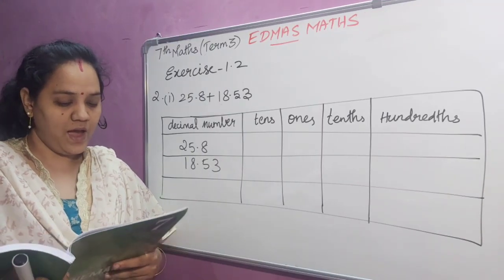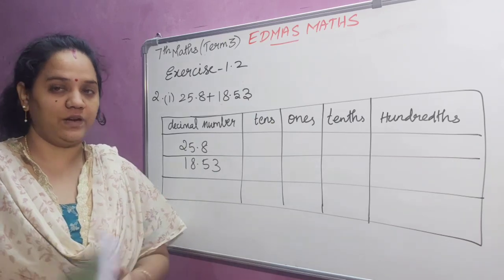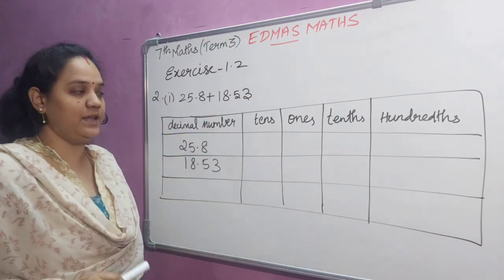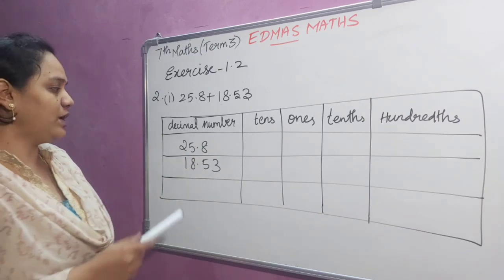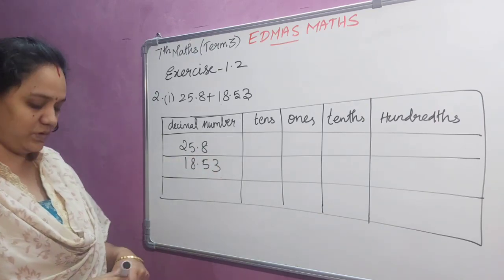Second sum, add the following by using place value grid. Here they have given one option for adding. So I'm going to do this problem using place value grid. I have drawn the place value grid here.